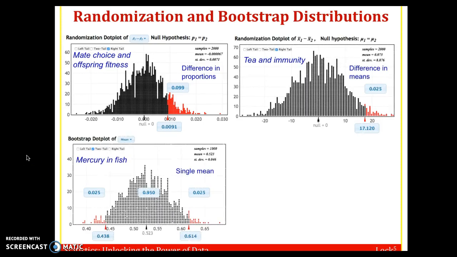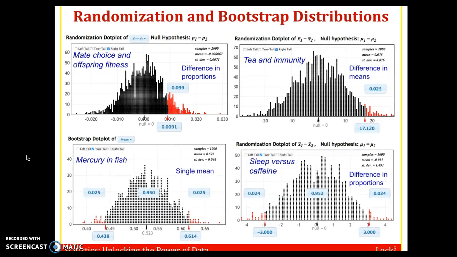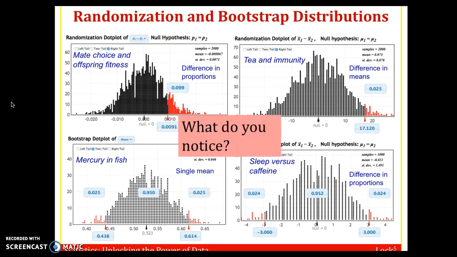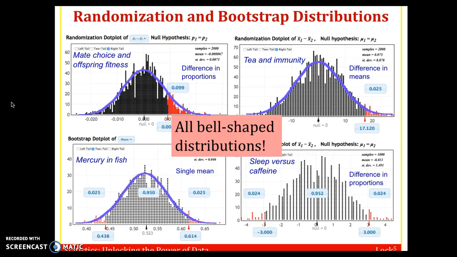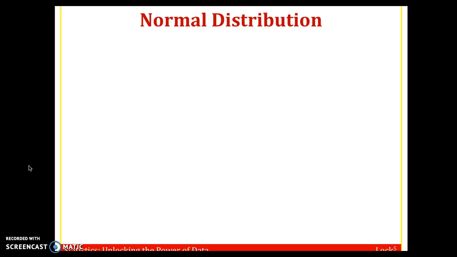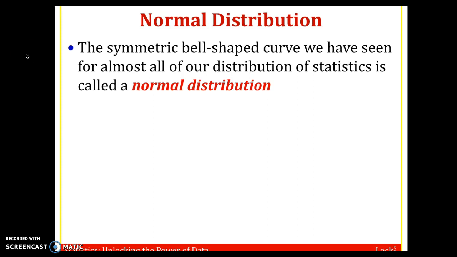And we've been seeing this, hopefully you've been noticing all semester, all these different values, means, proportions, keep getting the same shape, bell-shaped distributions, also symmetric. Again, not exactly, because we're doing randomization distributions here, but very similar. We have this normal curve, or bell-shaped symmetric curve, and this is called the normal distribution. So that symmetric bell-shaped curve we've seen basically the entire class is called a normal distribution.